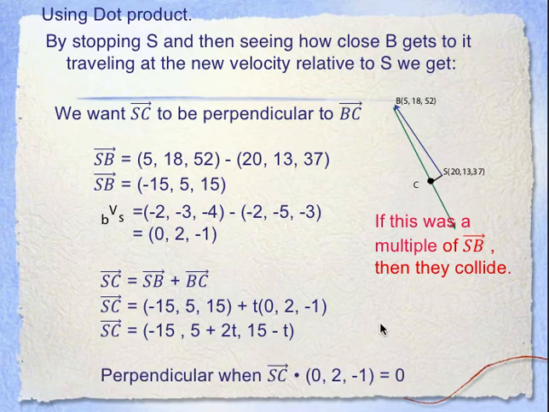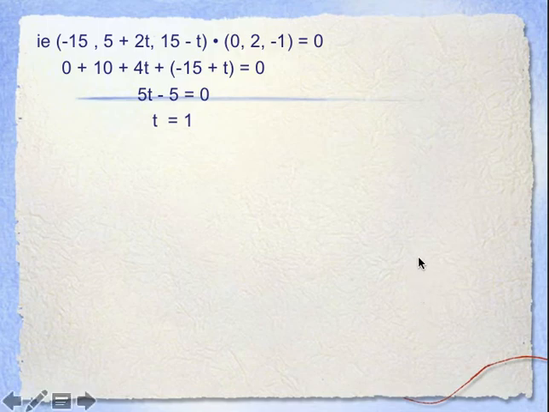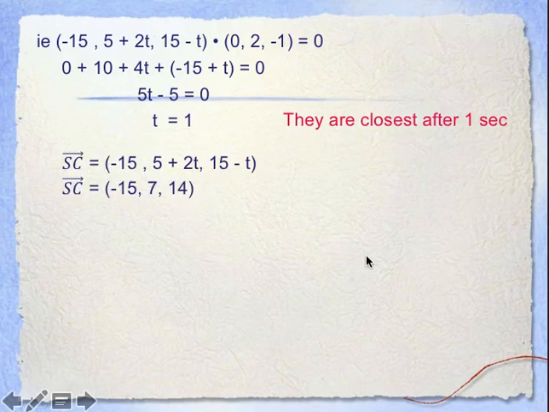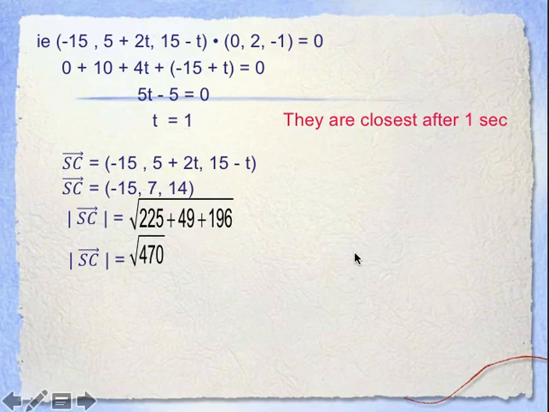Alright, keep working through. We know our perpendicular condition is going to be SC dot (0, -1) equals 0. So put all that information in, simplify, and we get that it's going to be at t equals 2. So they are closest after 1 second. Put that back into our SC, and we get that the magnitude of SC is going to be the square root of 470.